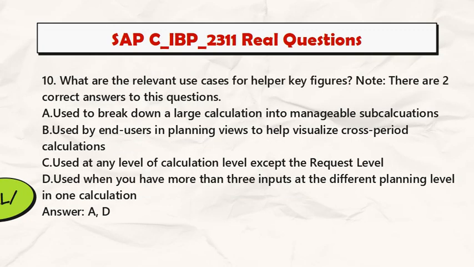10. What are the relevant use cases for helper key figures? Note: There are two correct answers to this question. A. Used to break down a large calculation into manageable subcalculations. B. Used by end users in planning views to help visualize cross-period calculations. C. Used at any calculation level except the request level. D. Used when you have more than three inputs at different planning levels in one calculation. Answer: A, D.